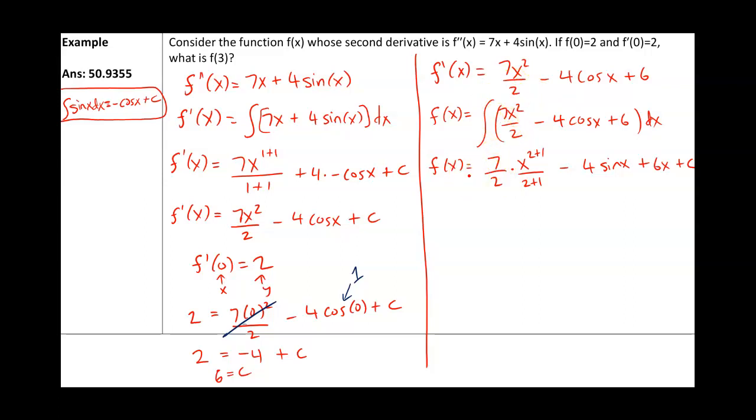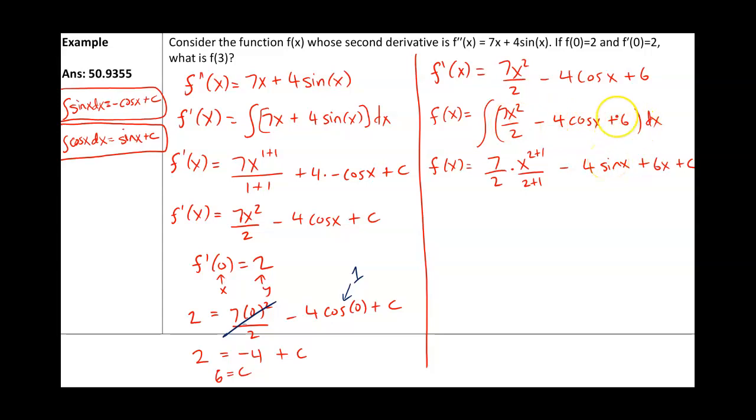Now the integral of cos x dx, you can once again look at your trigonometric rules of integrals. That'll be sine of x plus c. So cos x has an integral of sine x.